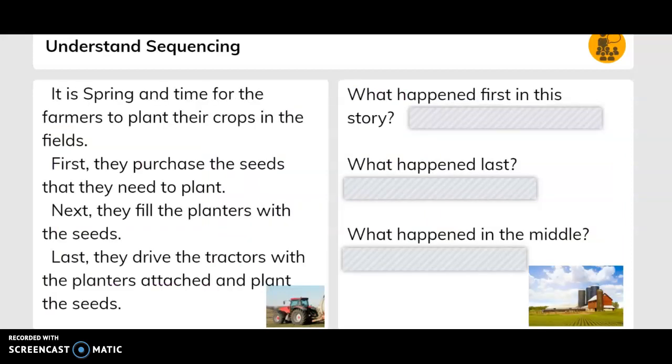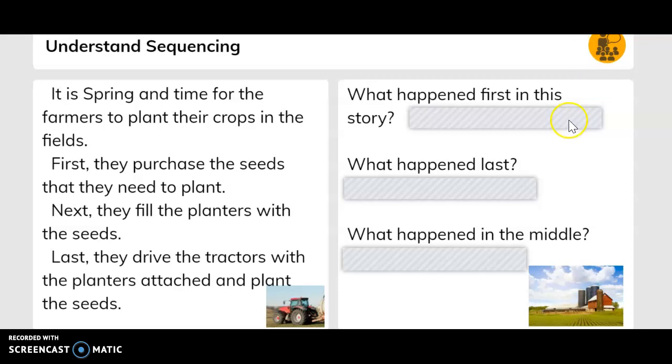Understanding sequencing. It is spring and time for the farmers to plant their crops in the fields. First, they purchase the seeds that they need to plant. Next, they fill the planters with the seeds. Last, they drive the tractors with the planters attached and plant the seeds.